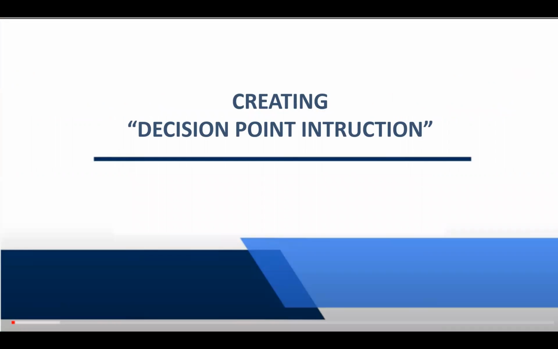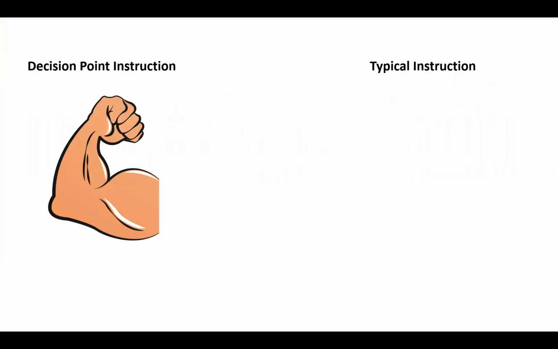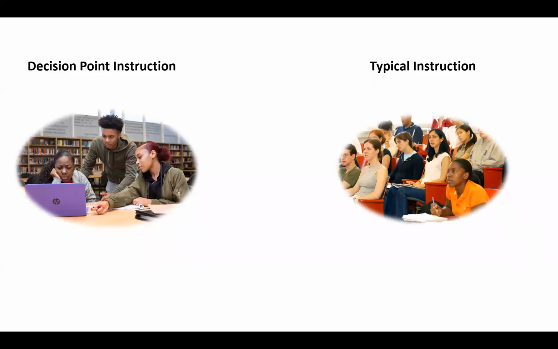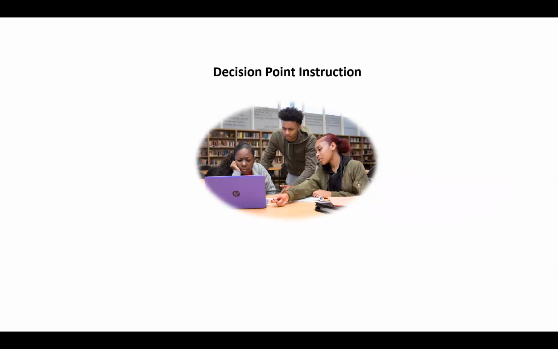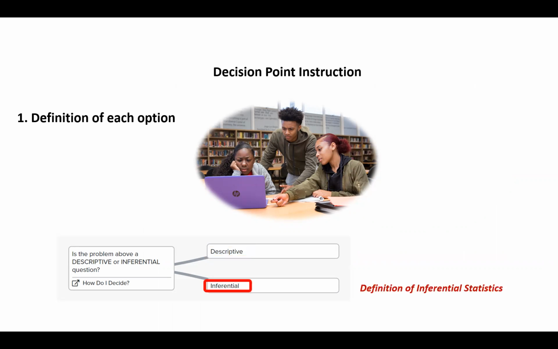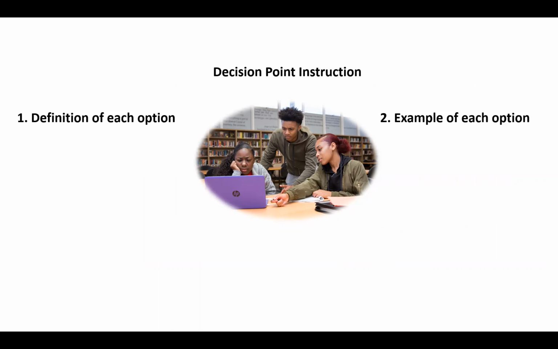We will now focus our attention on creating what we call decision point instruction. Decision point instruction is different than typical instruction. Neither is superior to the other. They're just different in terms of instructional purposes. The purpose of decision point instruction is first to help students learn the definitions of each option in a decision point. For example, in this example, we would provide students with a concise definition of descriptive statistics and also for inferential statistics.